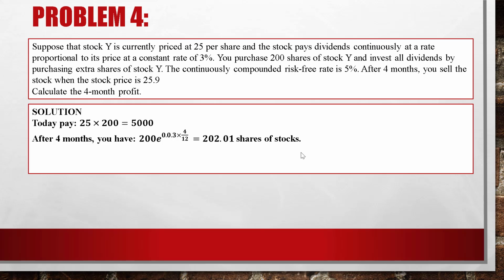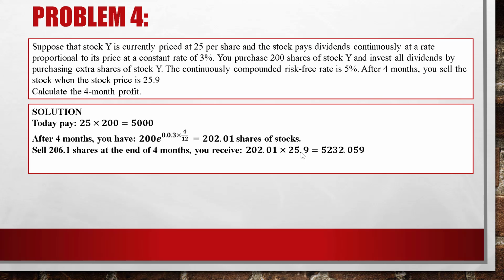So do the calculation, we see that after 4 months we have 202.01 shares of stocks, and at the end of 4 months we want to sell, and the price of each share is 25.9 at that moment. So we basically receive 202.01 times 25.9, which is 5,232.059. That is the amount you receive.